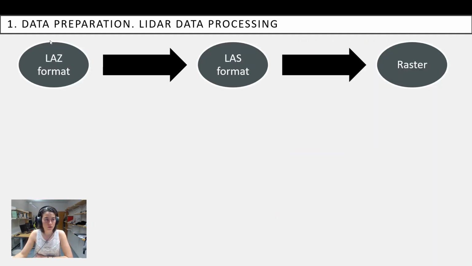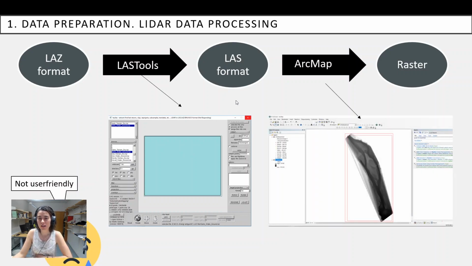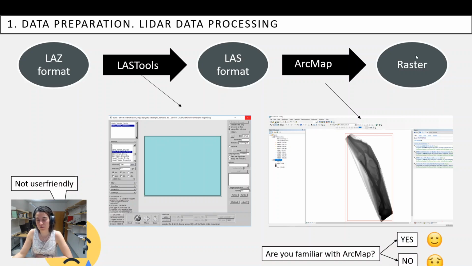As I said, we will use these LAZ format files. We will go first to LAZ format using Lastools. It's not very user-friendly, but very useful. And then we will use ArcMap to go to raster. If you are familiar with ArcMap, this is straightforward. If not, it will be a bit more complicated, but I really recommend to get familiar with this GIS tool. Also say that you can also go from LAZ format to raster using Lastools, but today I will use ArcMap.